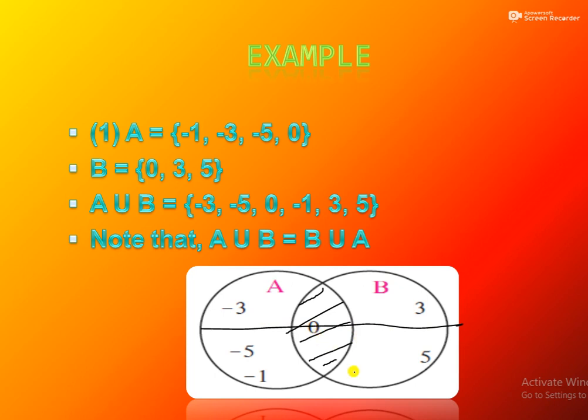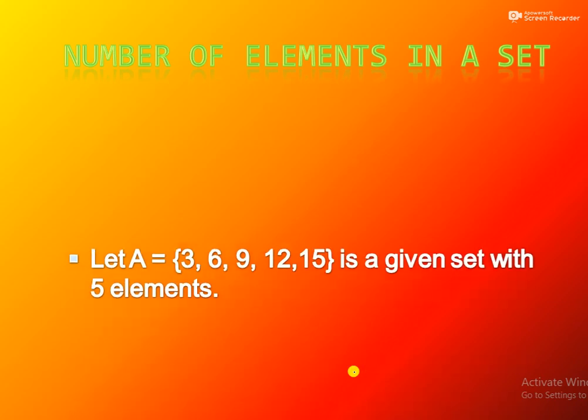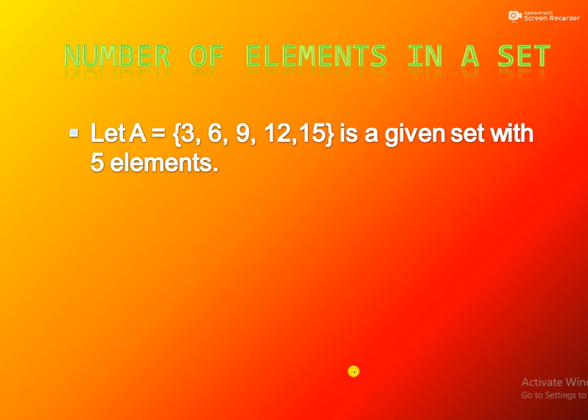Okay, so let us move on. Next topic, that is number of elements in a set. So student, let A be the set {3, 6, 9, 12, 15}. Given set has 5 elements. How many elements are there? 5 elements: 1, 2, 3, 4 and 5. There are 5 elements.